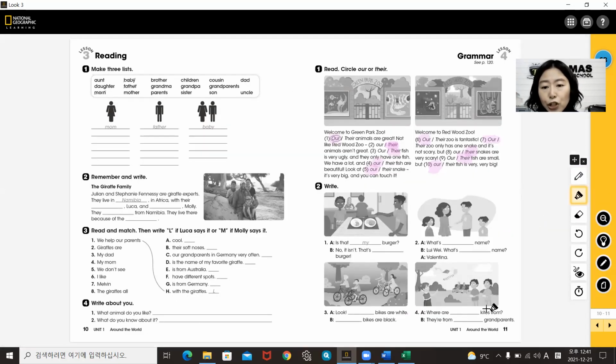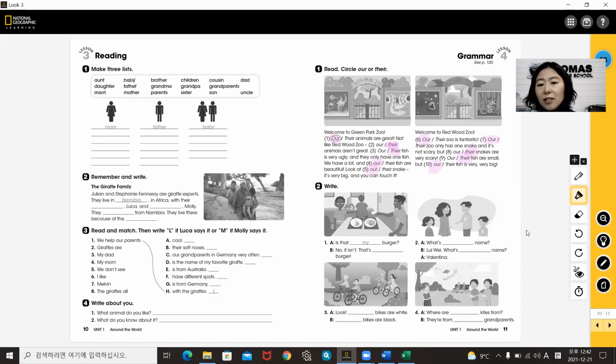Then question number one. Then we can think that we need to practice the possessive ideas. Okay. Then is that my burger? When you are in Burger King, then you can practice this with your friends or with your siblings. Okay, is that my burger? No, it isn't. That's my burger. Do not touch it. In this way, you can say, got it? Okay, then how about number two?